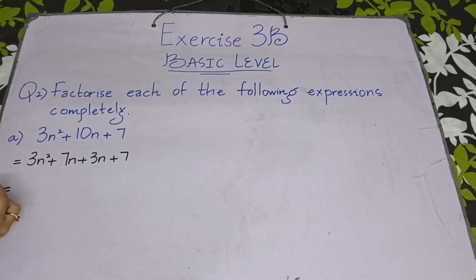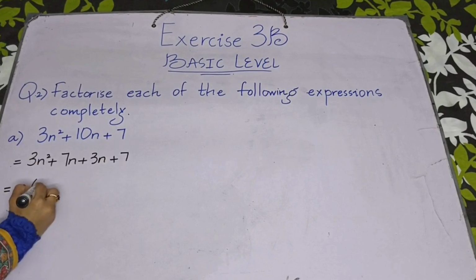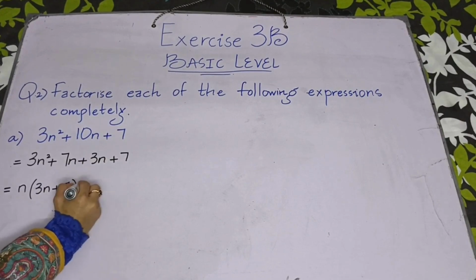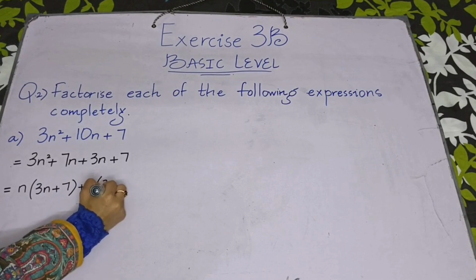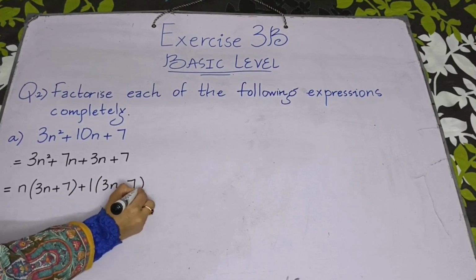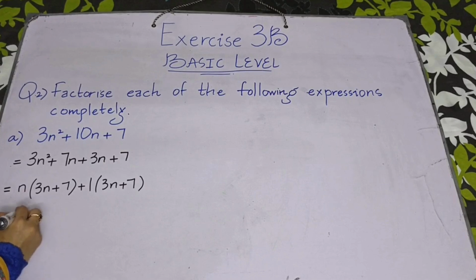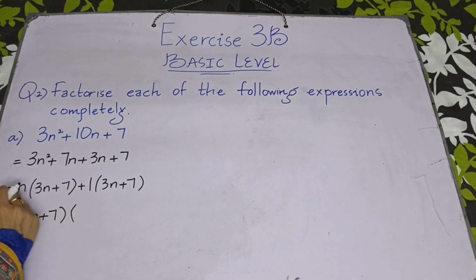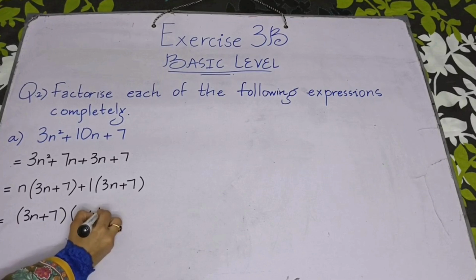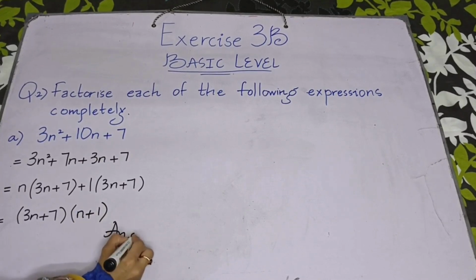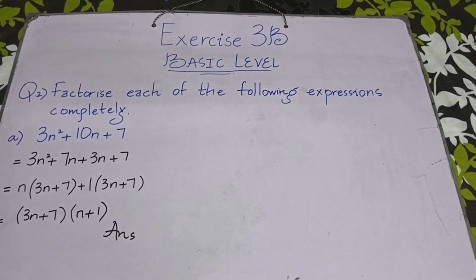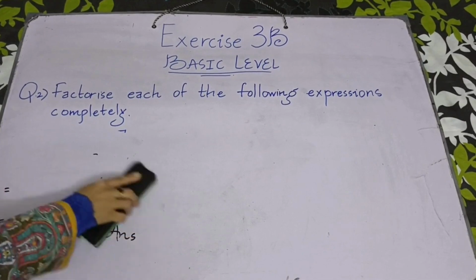Again we are going to take the common. In 3n square plus 7n, we have only n common. Here 3n is left, plus 7. Here I have no common, so I will write plus 1, 3n plus 7. Both the brackets are same, so 3n plus 7 will be the first one and n plus 1 will be the second bracket. So the answer is 3n plus 7 bracket and n plus 1. Question number 2 part A solved.